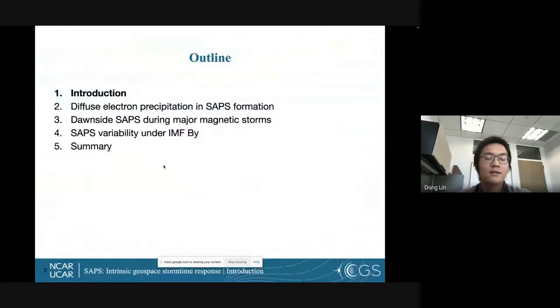So this is a brief outline. Basically, the talk today consists of 3 studies. The first one is about the role of the diffuse electron precipitation in the formation of SAPS. The second study is about the dawn-side SAPS occurring during major geomagnetic storms, and the last one is about the variability of SAPS on the IMF By. So the first study was published last year in JGR Space Physics. The second study is under review in AGU Advances. The third one is the ongoing one.